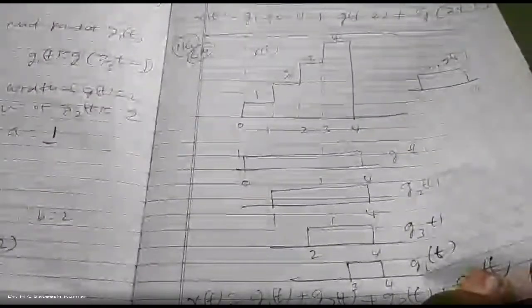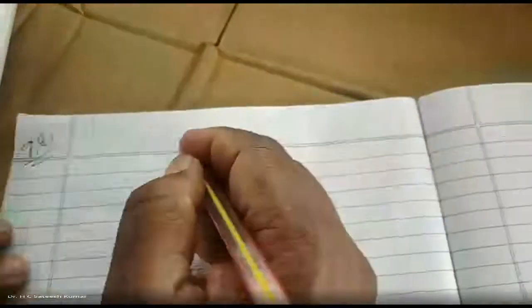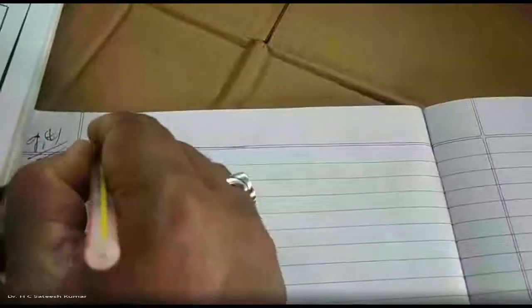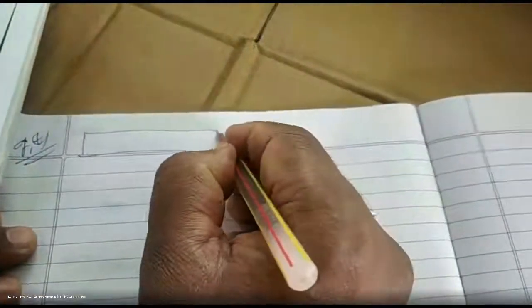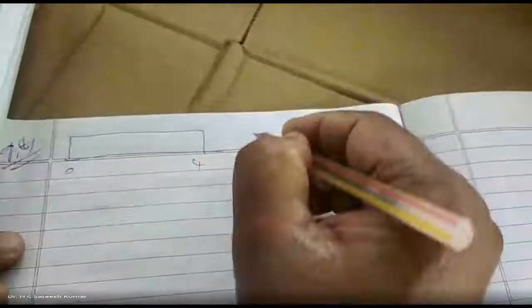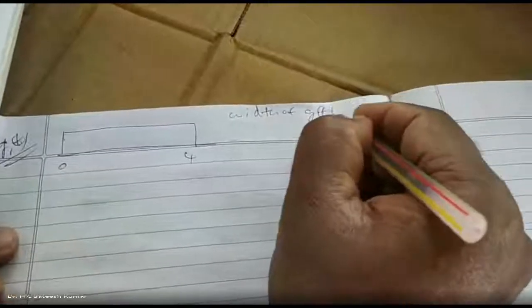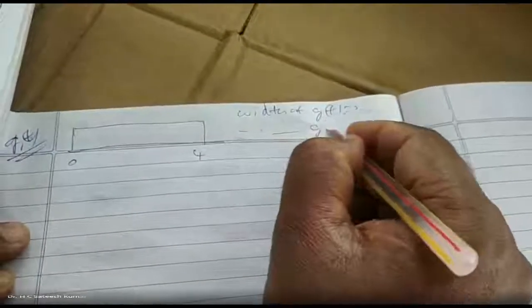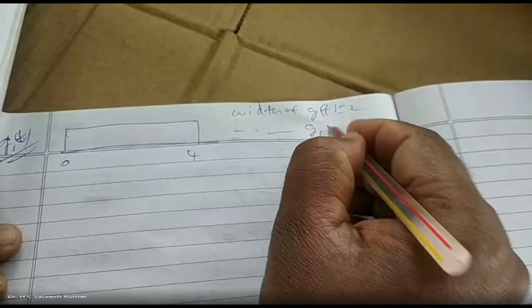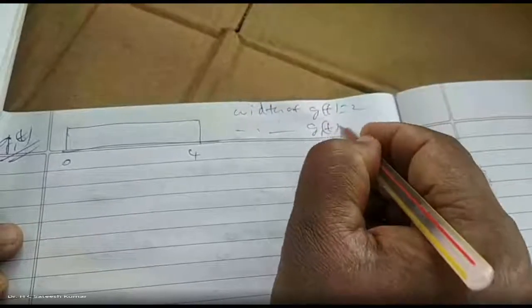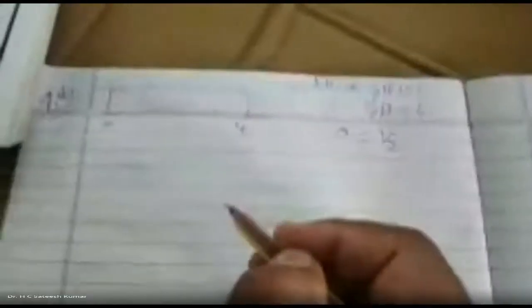So now what you should do is go for this. First one, g1 of t. How to do it? g1 of t is from 0 to 4. The width of g of t is 2. The width of g1 of t is 4, so a is equal to 2 by 4, which is 1 by 2.